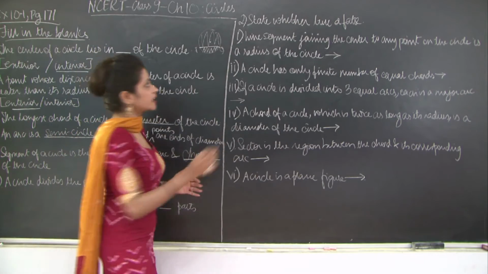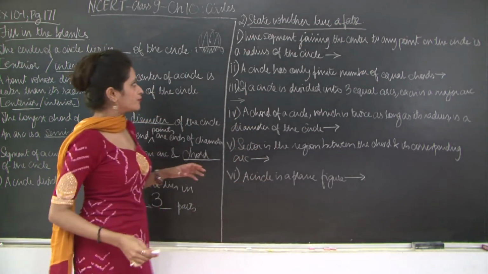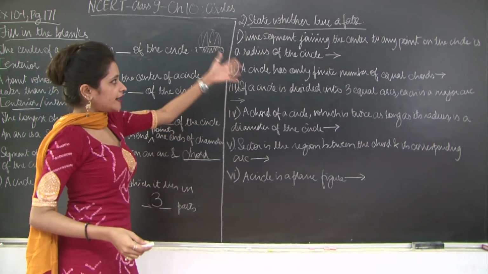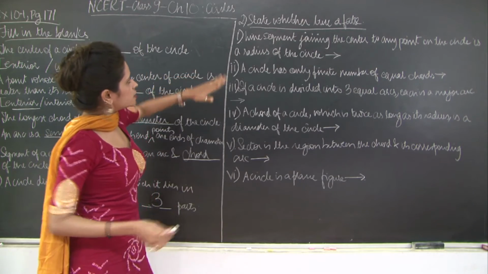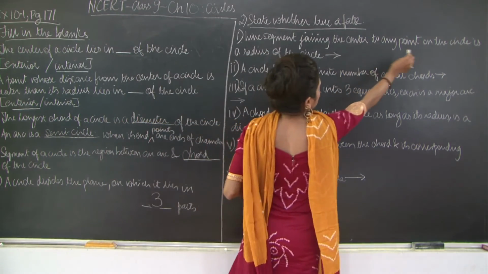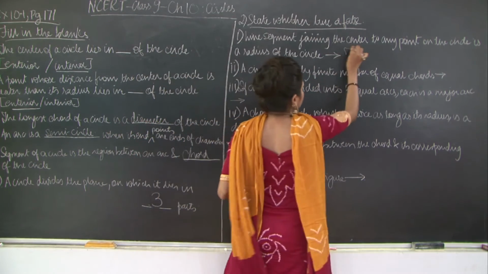Now let's move on with the true and false. State whether the following statements are true or false. A line segment joining the center to any point on the circle is the radius of the circle. Yes, this is true.